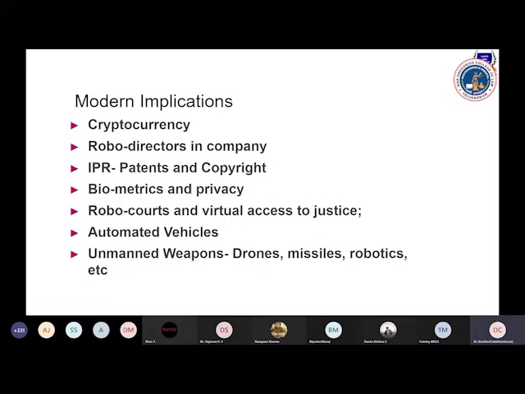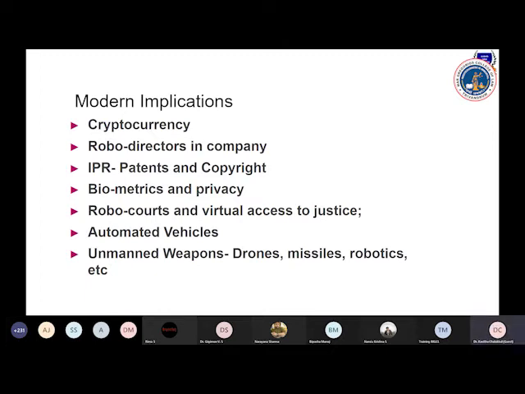Another one is robo directors in companies. In Japan and in China, they have started introducing them. You have heard that a company is always led by directors. Now you are identifying robo directors who will act as directors in a company.